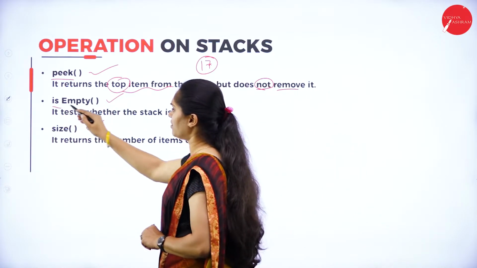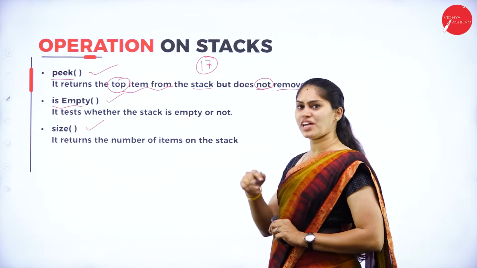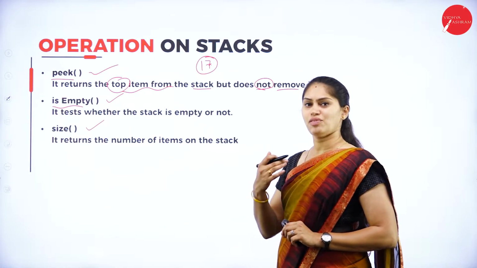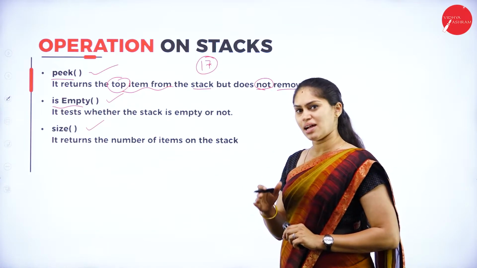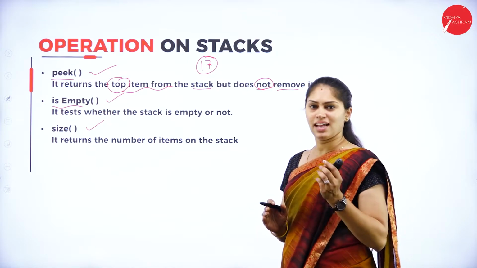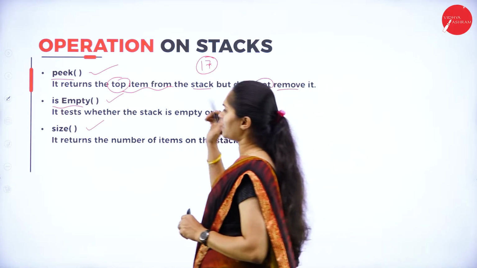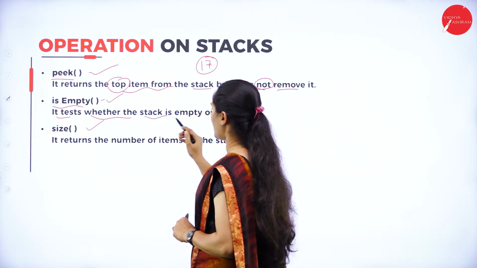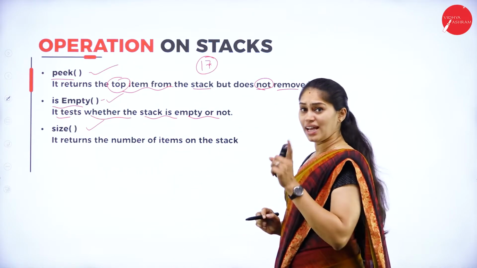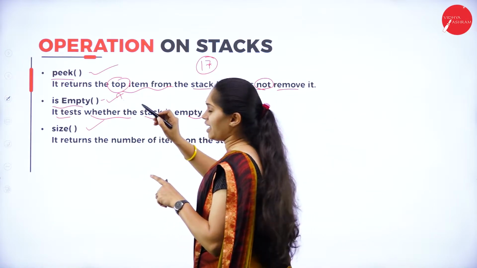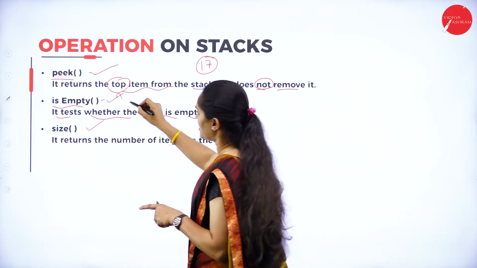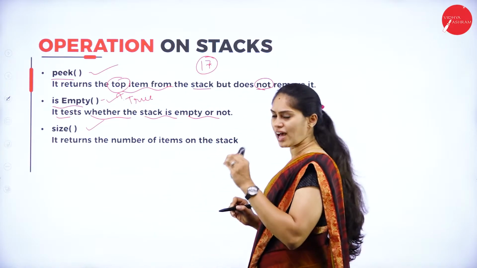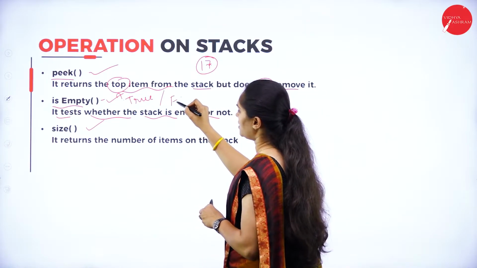Next, we also have isEmpty. That means we are checking whether the stack is empty or not. If I want to delete, and I get to know whether the stack is empty or whether we have some elements, then it will be easy for us to delete. So for that reason we have isEmpty here. It tests whether the stack is empty or not. If the stack is empty, then it will return a true value. If the stack has some value, then it will return false.